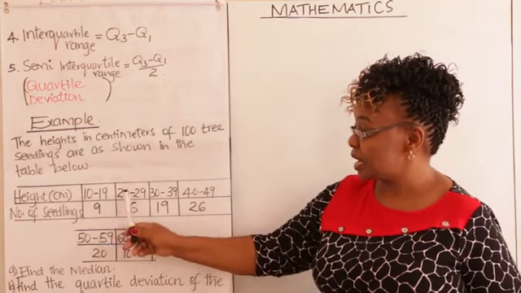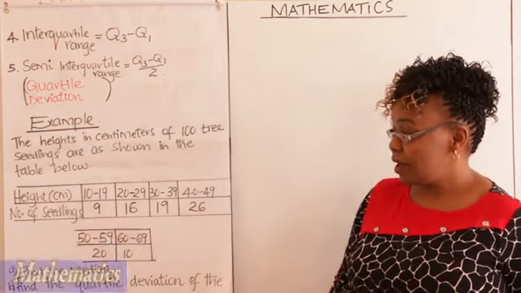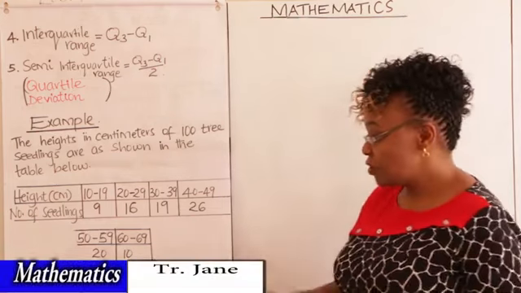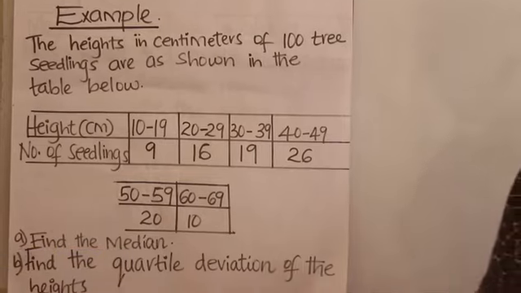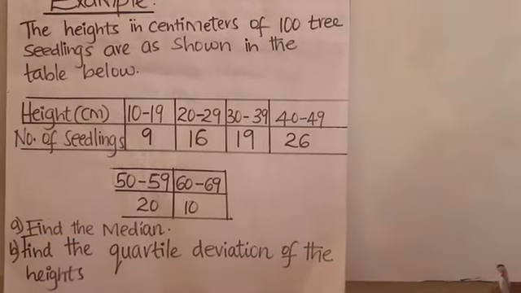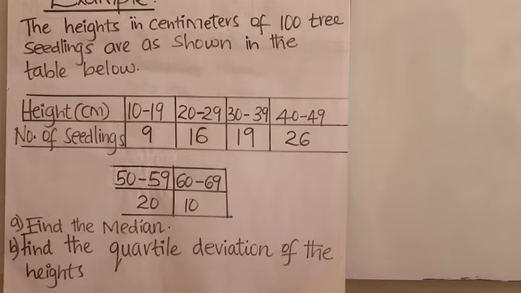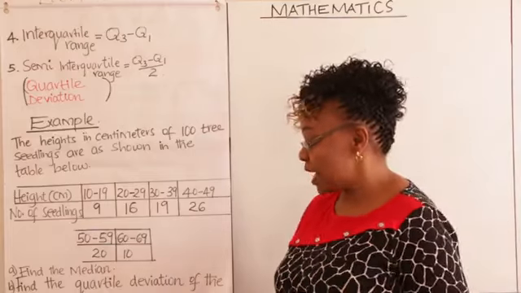So you have these classes together with the number of seedlings, or the frequencies. The question is, find the median. And then part B, find the quartile division of the heights.